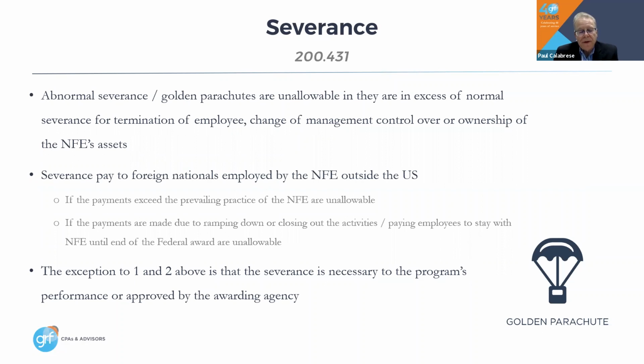So obviously golden parachutes are never going to be permitted where someone gets a tremendously large benefit for leaving. That's just not going to happen. Now you get into a situation where you have severance pay for foreign nationals outside the US, and generally if payments exceed the prevailing practice, it's not allowable, but also for ramping up or closing down. We all understand that someone has to be there when you're ramping down operations to the end to close the door and lock it up when you're finally done. What you need to do again is get a prior written approval.